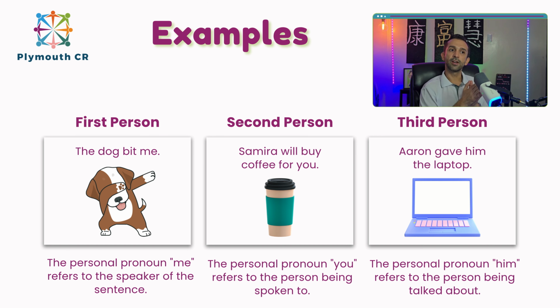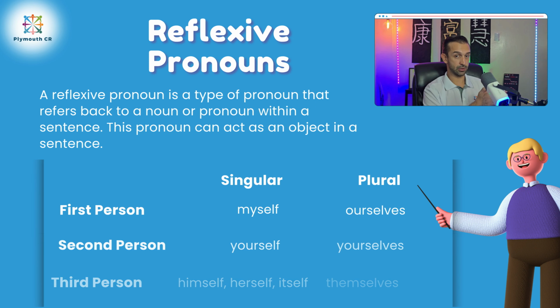And then the third example says Aaron gave him the laptop. So Aaron, and how you pronounce it? Aaron. I think that's the correct pronunciation in English. Aaron gave him. So Aaron is the subject of the sentence and is giving him, a male, singular, the laptop. Okay, let's talk about the reflexive pronouns.